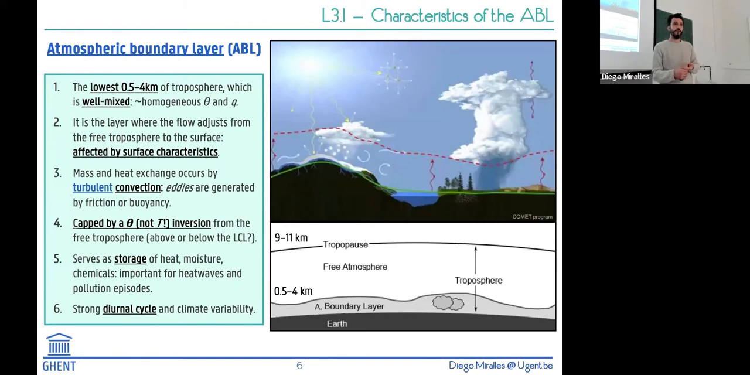It is where the flow adjusts to the surface. Essentially what it is, yes. It's affected by the surface characteristics, which is friction of the surface, so the roughness of the surface, and the latent and sensible heat fluxes that it's receiving from the surface, right?